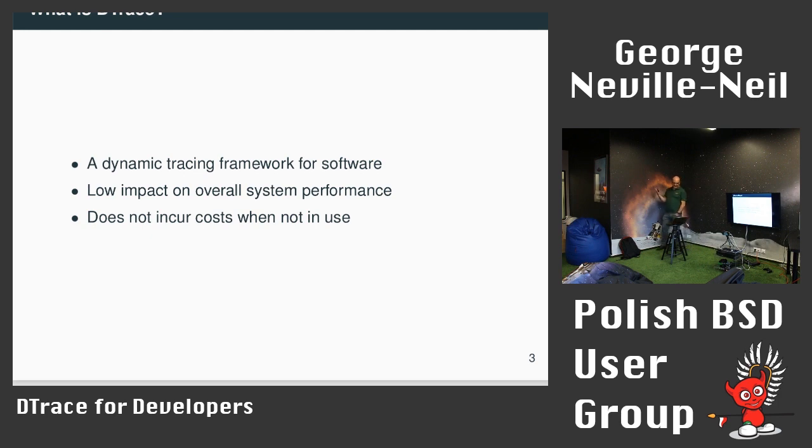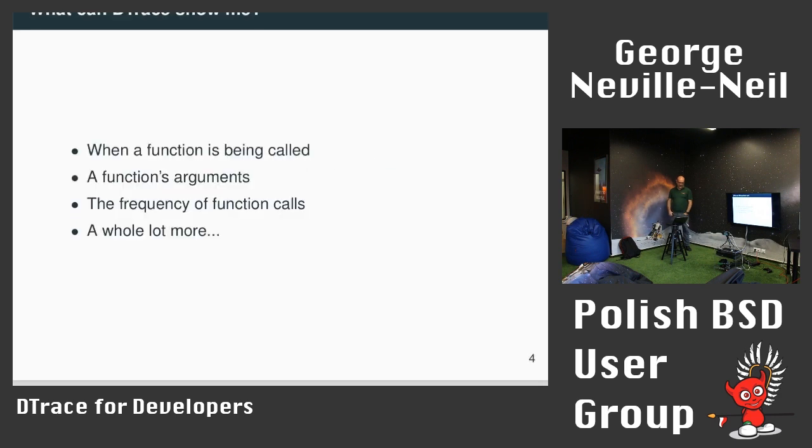So what is DTrace? It's a dynamic tracing framework for software. The goal is to have a low impact on overall system performance, because if your tracing system requires 100% of your system, then you're not doing much productive work. And then there's this last line that I always like to point out. The goal is that it doesn't incur costs when not in use. So I'll mention that as we go through.